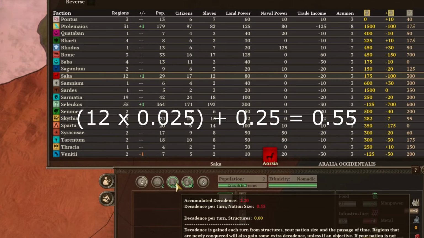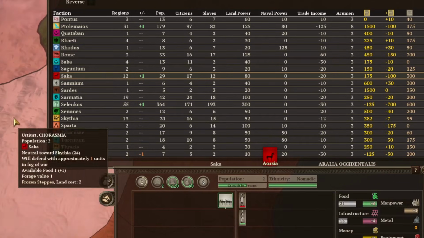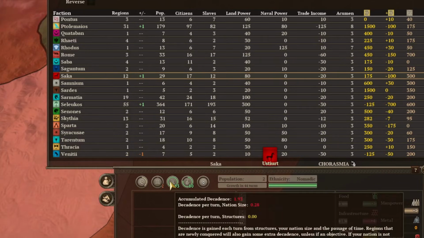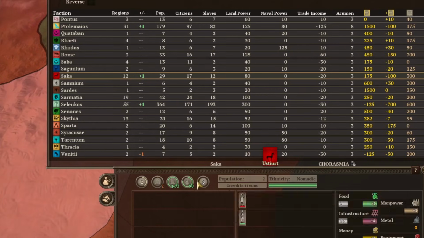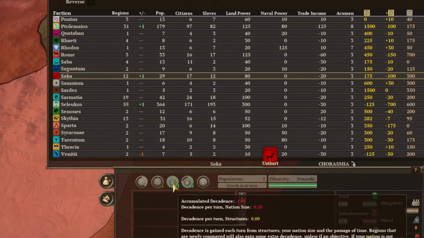0.55, exactly what we calculated. But this region, if you click it, you can see that it has only 0.28 because this region is part of the province. You can see this is a symbol of a province, and the province halves the growth of the decadence in the region. So that's why here we have half of the value with some roundings.